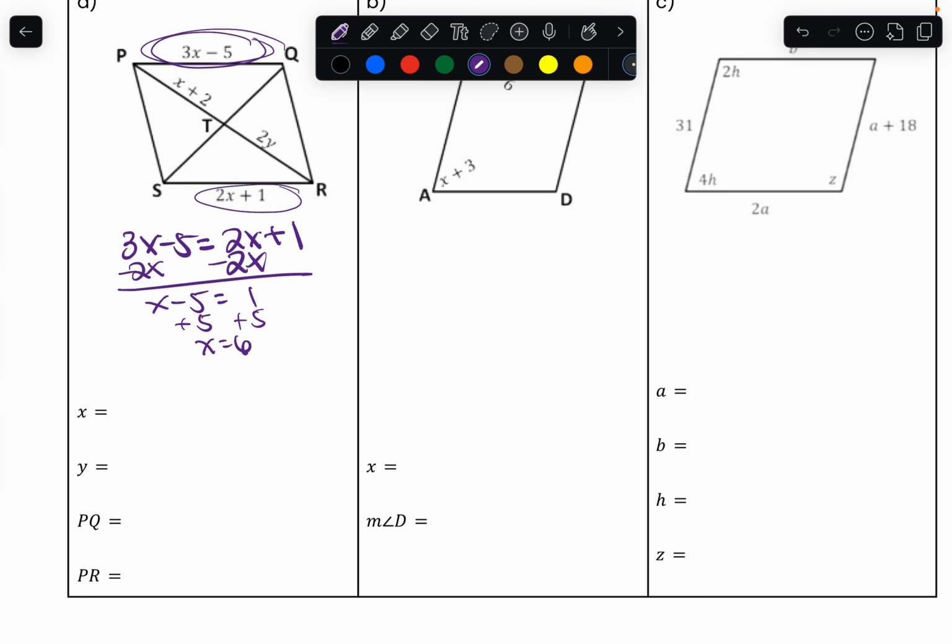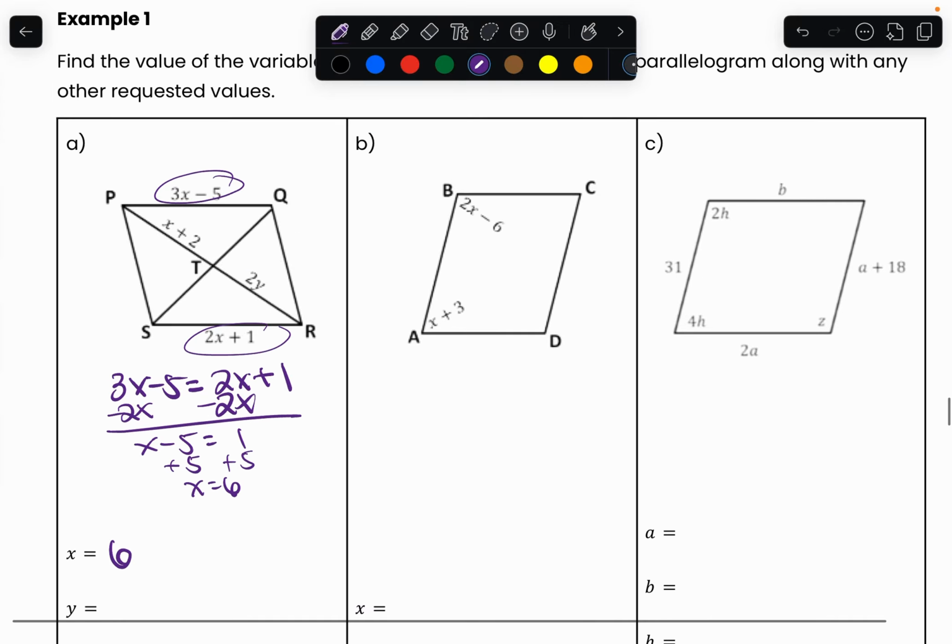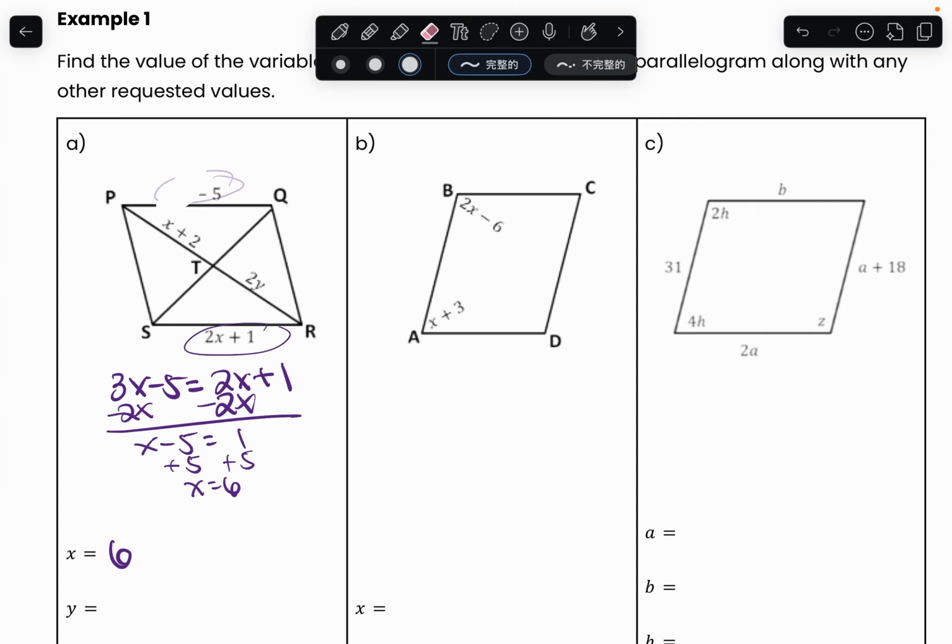Now, what this number means is that if I plug x equals 6 into these, and these statements end up equal, then it will not fail my parallelogram theorem, which is that opposite sides are congruent. With these questions, A, B, and C, you kind of have to imagine that they are congruent to solve for the variables. Okay, now let's look at the next one, for y.